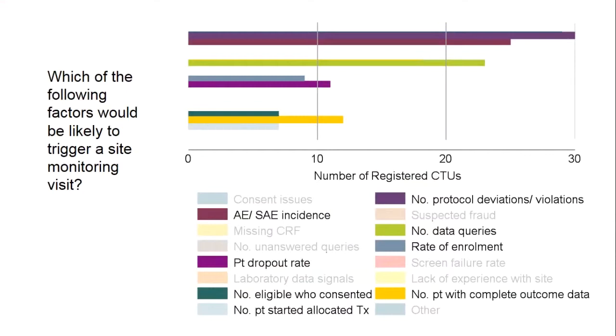The other 5 metrics, around a third or less of CTUs, considered them as factors likely to trigger a site monitoring visit. Now, it's interesting that 2 of the metrics that in discussion here at the MRC we thought might not be useful triggers, so the number eligible who consented and the number of patients who started the allocated treatment, of those, at least 1 is used by a quarter of the units who used triggering, and indeed 15% of units used both.